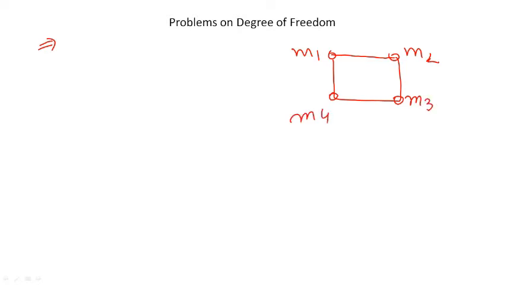Now let us take another example. Suppose a system has 4 particles and the distance between the particles is constant. Then what will be its degree of freedom? You can see that suppose there are 4 particles and the distance between them is constant. Say this is m1 particle, this is m2 particle, this is m3 particle, this is m4 particle.